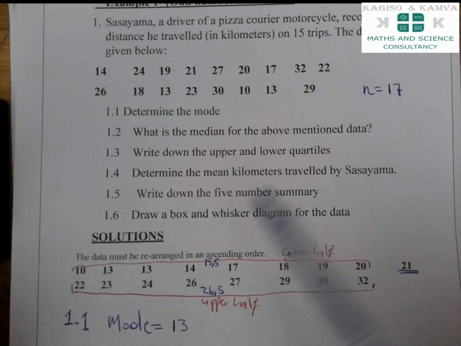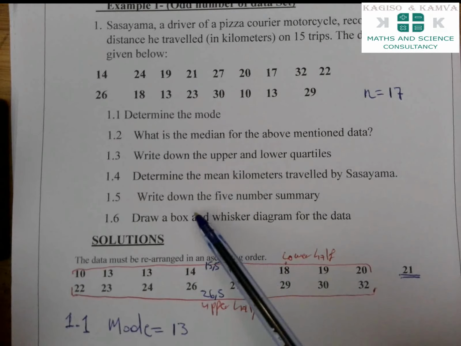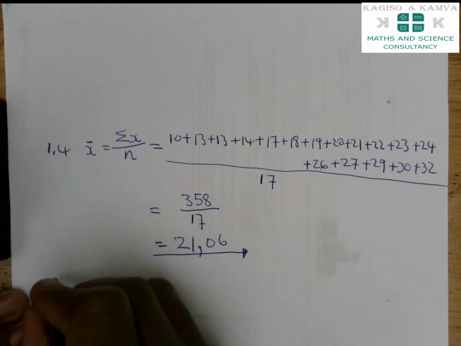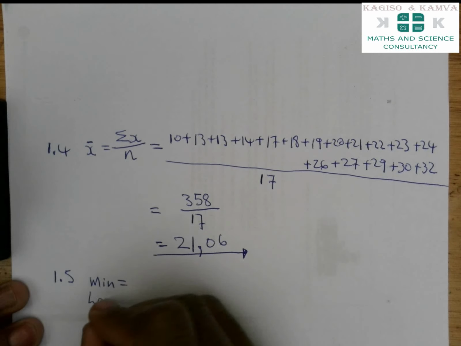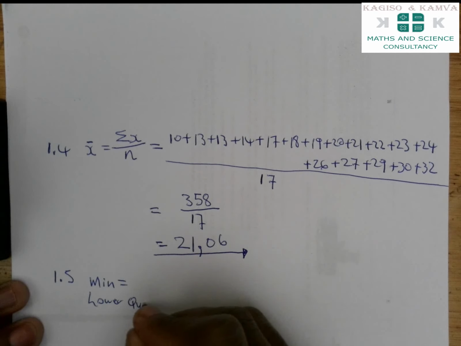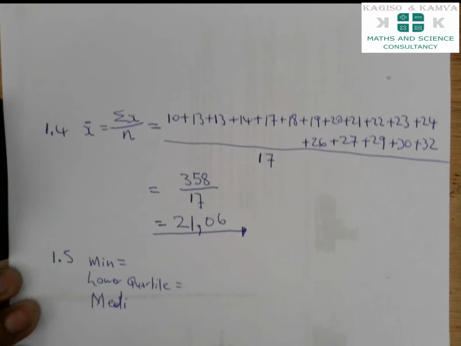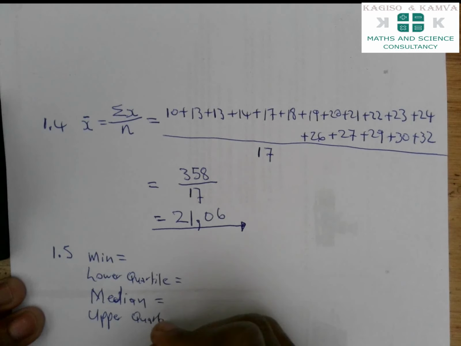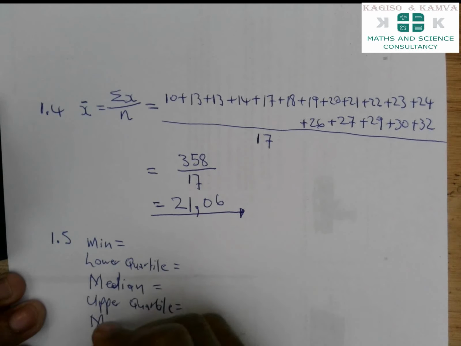Now write down the 5 number summary. For 1.5, we have to write the minimum value, the lower quartile, the median, the upper quartile, and the maximum value.